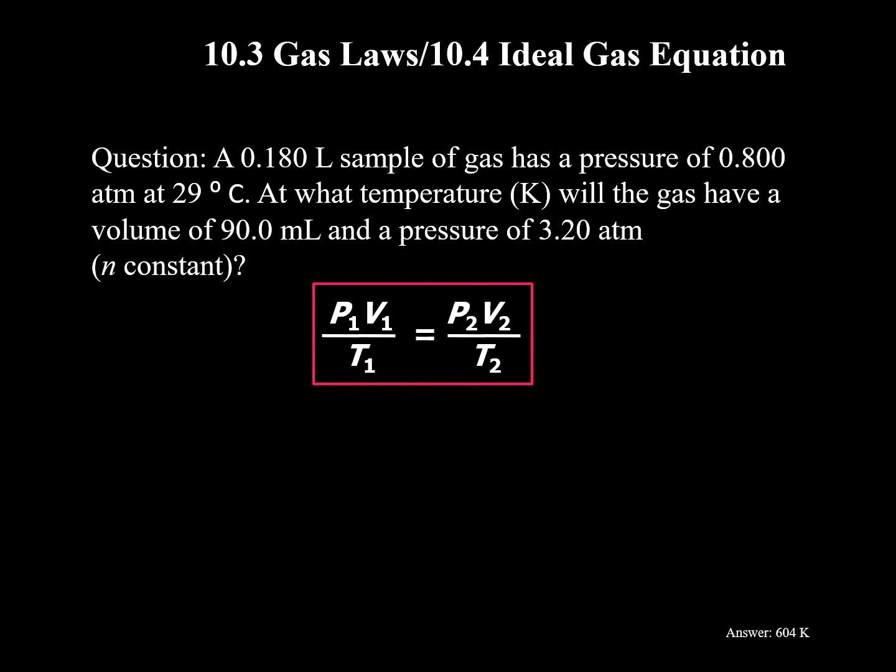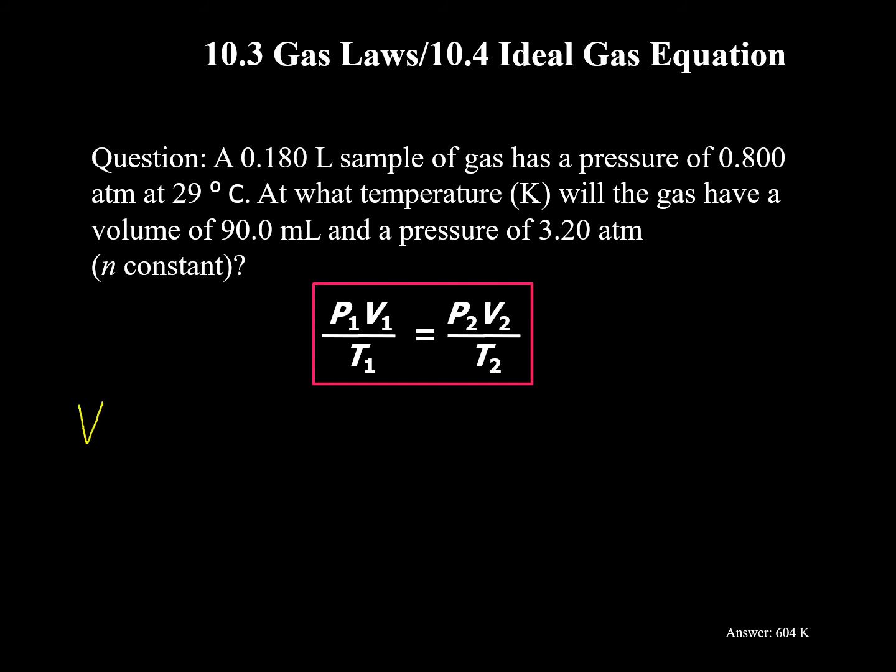It says here a sample of gas, 0.180 liters, has a pressure of 0.800 atm at 29 degrees Celsius. So we convert that to Kelvin. It says at what temperature in Kelvin will the gas have a volume of 90 milliliters and a pressure of 3.2 atm.